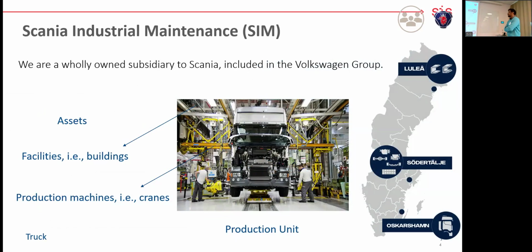If you look into the overall production unit, it has two types of assets: the facilities that enable the production, and the production machines. These are our assets. What is an asset? An asset is something that creates value to the business as per the ISO 55000 standard. Of course, people are also our assets. So there are 10 production units across Sweden.